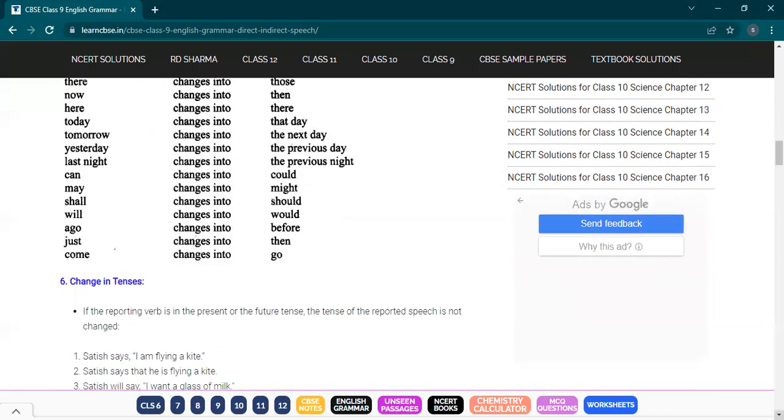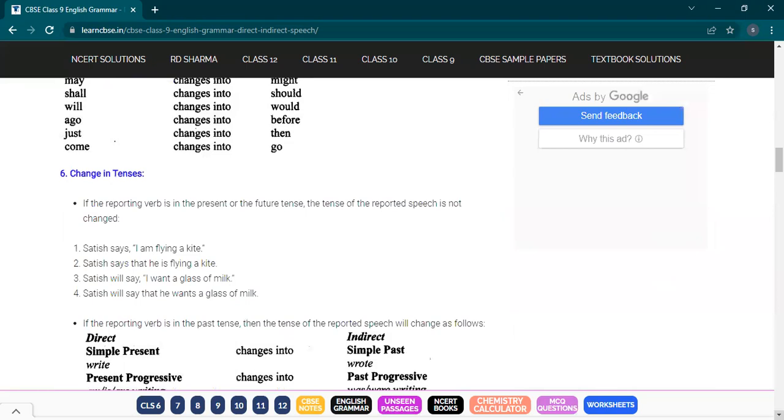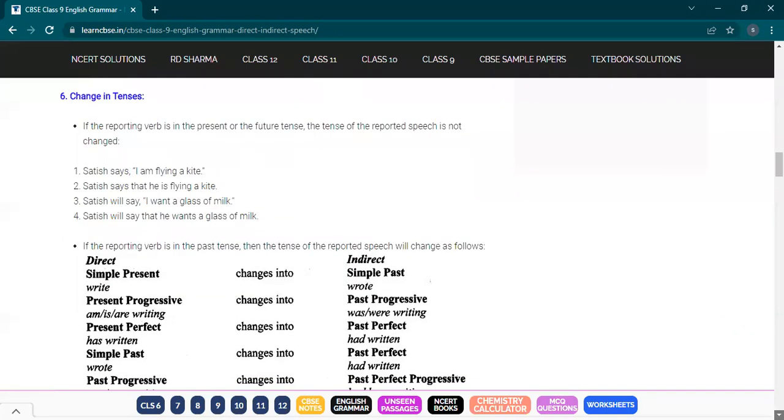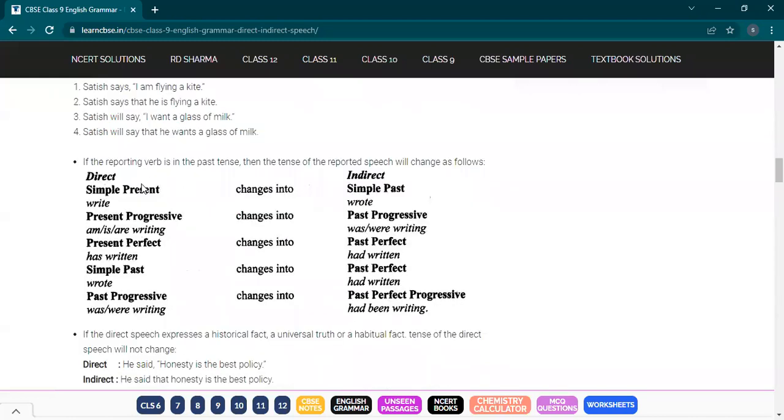Very important aspect is change of the tenses. सबसे important aspect यही है. Rest of the things you do easily. Fine. So this is a very major aspect, which tense changes into another. Simple present changes to simple past. They have given one beautiful example side by side as well. Simple present is V1, simple past is V2.